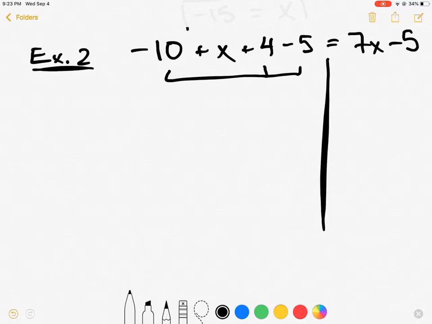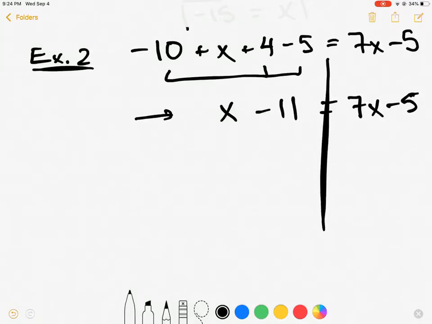Negative 10 plus 4 would give you a negative 6. Negative 6 minus 5, we would have a negative 11 as our constant on the left side. Combining those, we've just simplified our equation on the left side: x minus 11 should be equal to 7x minus 5 on the right. Now you've got a variables on both sides equation that looks a lot like example 1, so we'll do the same thing to solve this one.